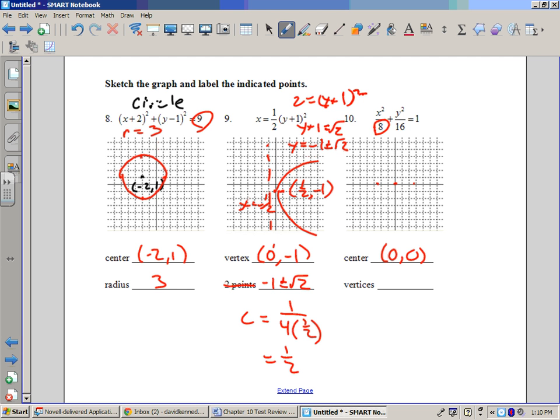2 times the square root of 2. And then I'm going to go up and down 4. I go up 4, and I go down 4, and then I have my ellipse. Make sure you can also find the foci of that ellipse, but the vertices are going to be 0 plus or minus 4.